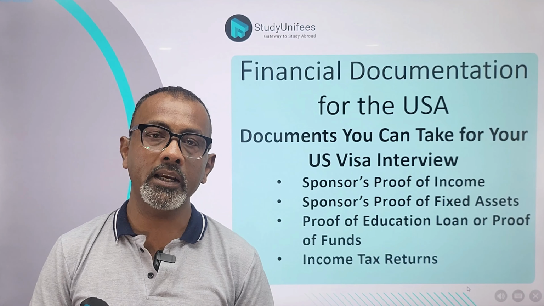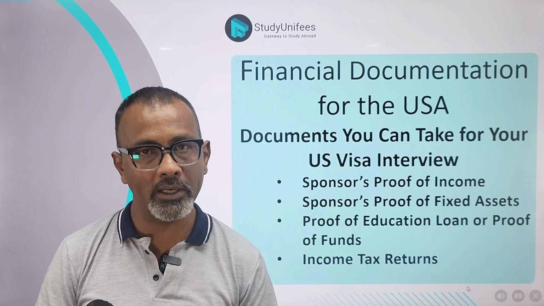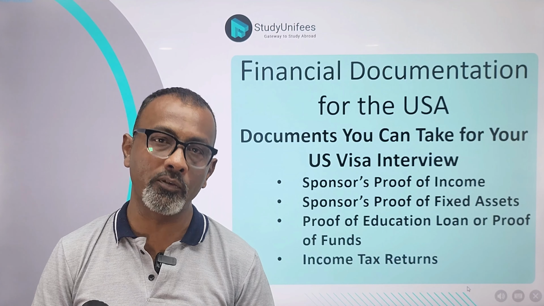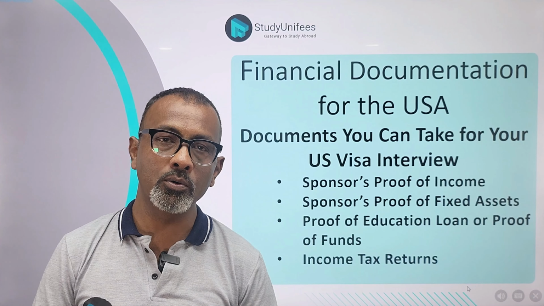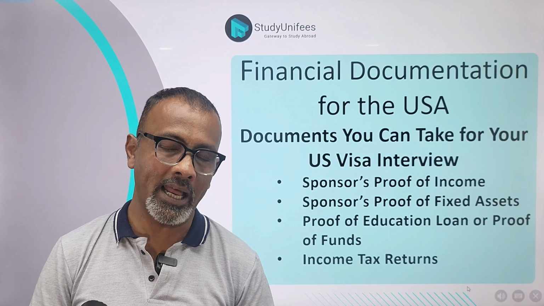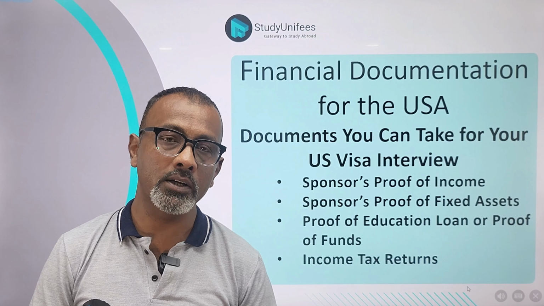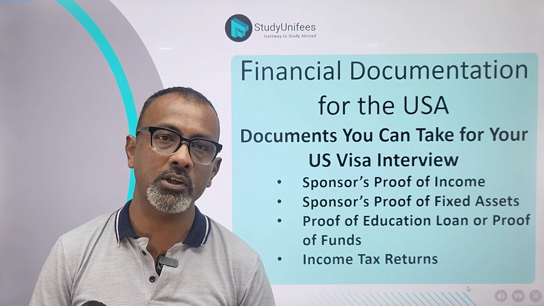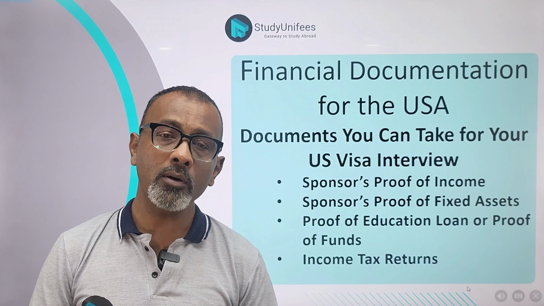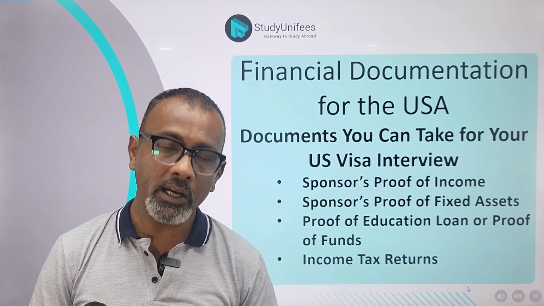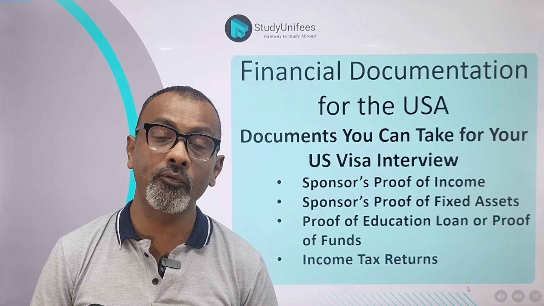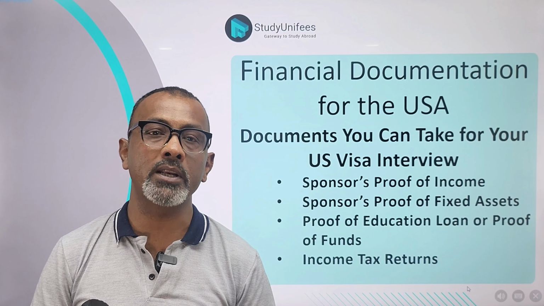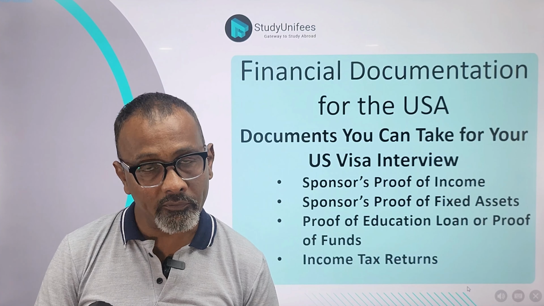So, what documentation can you take when you go for your visa interview to the US Embassy? Well, first, take verifiable documentation of your sponsor's proof of income. Also, you may want to include proof of their fixed assets such as land, building, and property. In addition, you must take a loan sanction document to demonstrate that an education loan has been sanctioned. If you're applying without an education loan, take proof of funds covering at least 1 year's full expenses. Finally, take your income tax returns. This is the best way to demonstrate that your sponsor has a viable income.